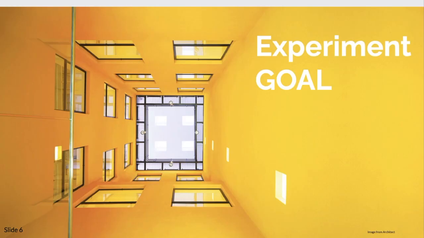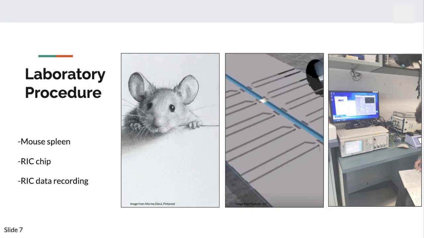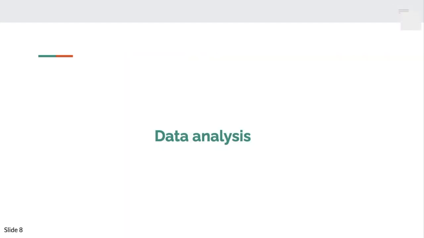Now, what was the goal of my experiment? Well, there were two goals. The first one was to perform a cell discrimination, basically to differentiate and distinguish different cells from each other, and then calculate cell viability. Now, how did we achieve that purpose? Well, I did an experiment. We went to the hospital, Maisonneuve Hospital, and we took spleen cells from a mouse. We pumped it through the RIC chip, and we recorded the data. And afterwards, we did a bunch of data analysis.